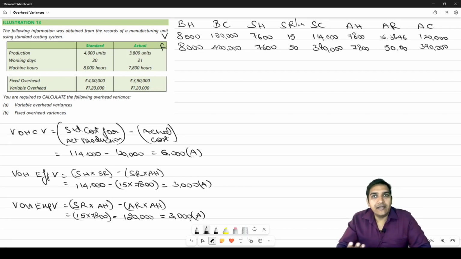So this completes our variable overhead variances. There are only three types of variable overhead variances. First is the variable overhead cost variance, which is divided into another two variances: variable overhead efficiency variance and variable overhead expenditure variance. Since we have computed all the three variances, we can move on to fixed overhead variances.